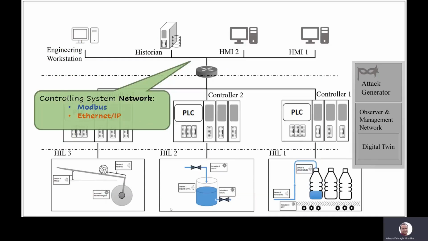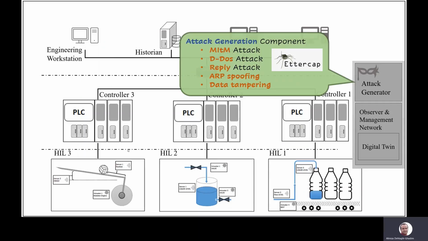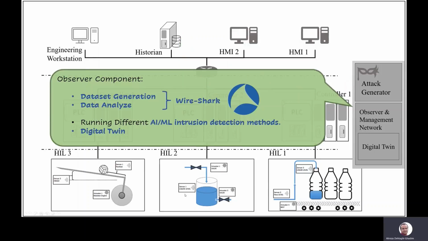To be more realistic, this framework supports different types of industrial network protocols, such as Modbus or EtherNet/IP. This framework has a component for running different types of attacks, such as DDoS or man-in-the-middle. ICSIM uses Ettercap to implement these attacks. ICSIM also contains base classes which use Wireshark to generate a dataset of normal and under-attack behavior of the system. There are also classes to develop intrusion detection systems using AI, ML, and digital twin.